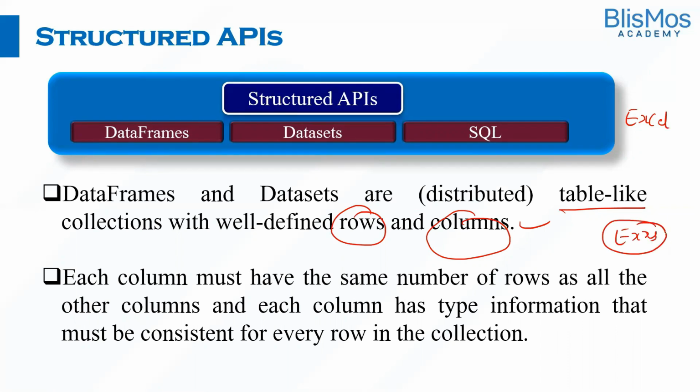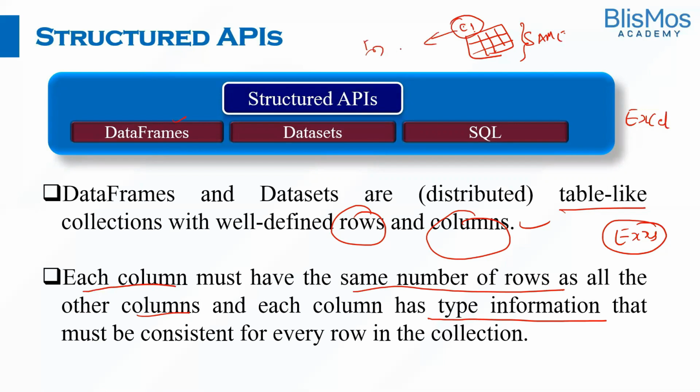Having understood that, one important thing is that each of the columns we see in a DataFrame should have the same number of rows as compared to the other columns. That means if you have a table which has, let us say, 4 columns, each of the columns should have the same number of rows. That is what it means. And also one important thing is the type information should be consistent. For example, this is a column where we have a type as int. All the rows should have the same type.